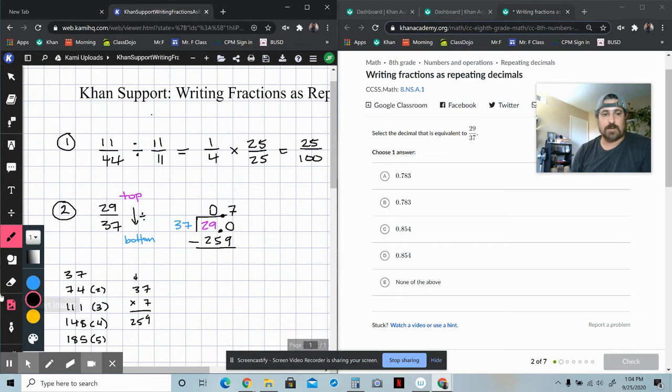So then we're going to go through and do the process. 0 take away 9 can't do it. We're going to borrow from this, make it 8. This becomes 10. 10 take away 9 is 1. 8 take away 5 is 3. And so we have 31 left over.